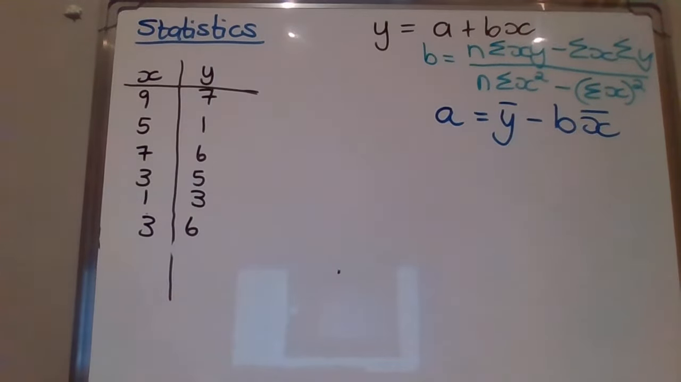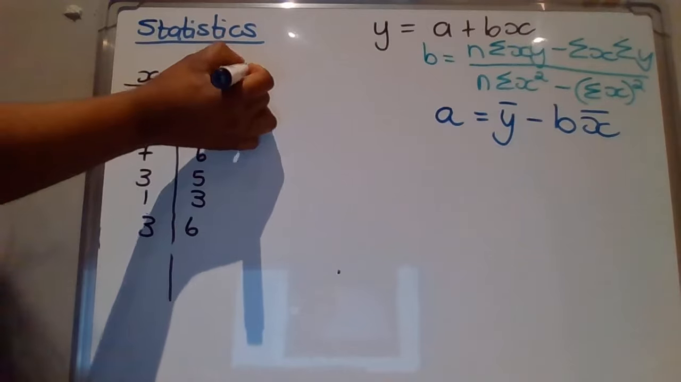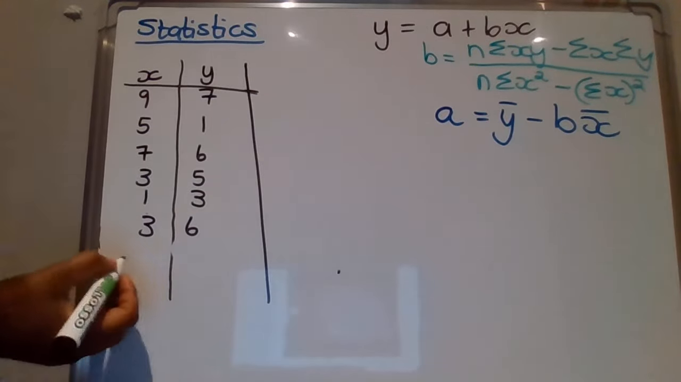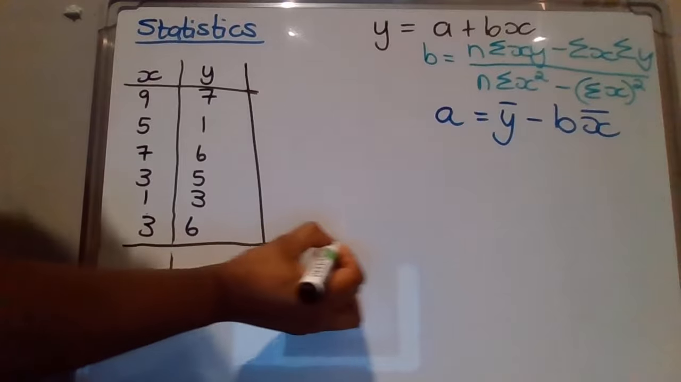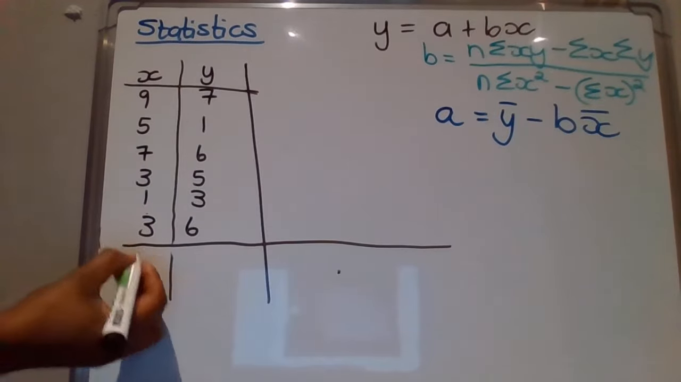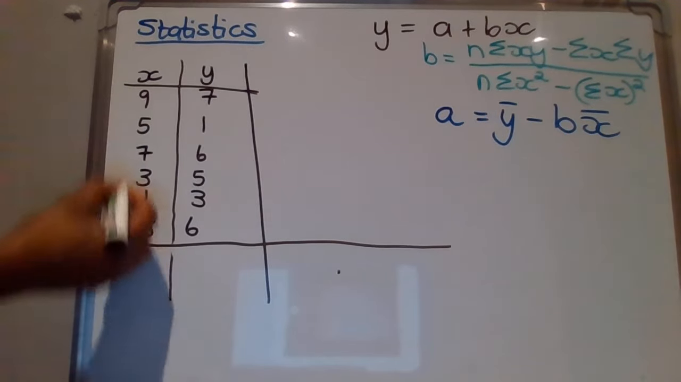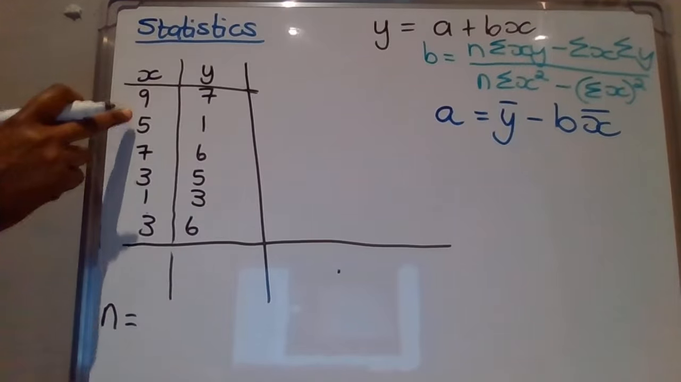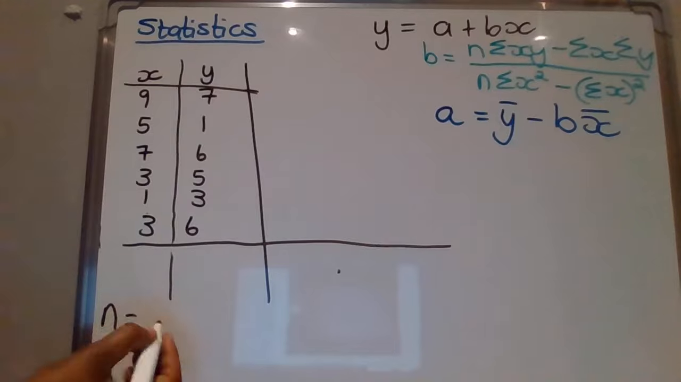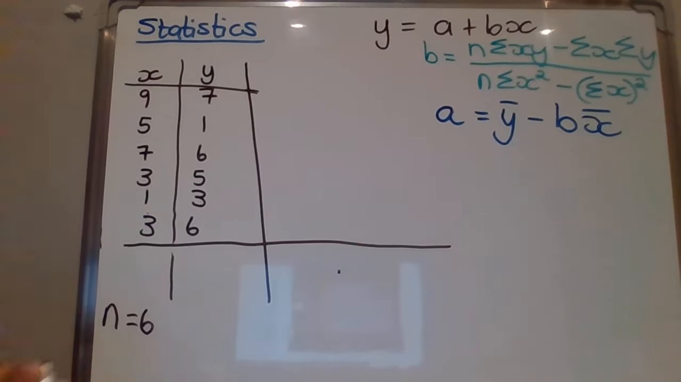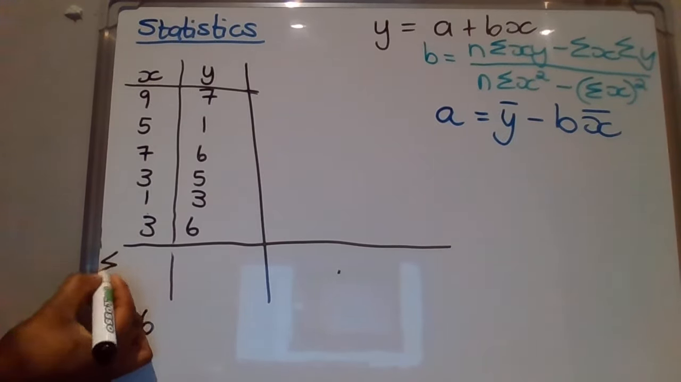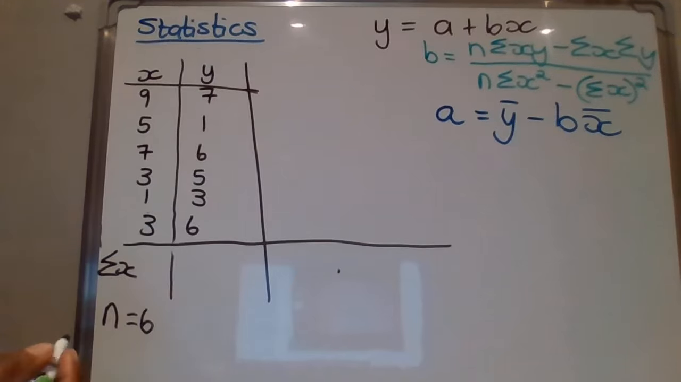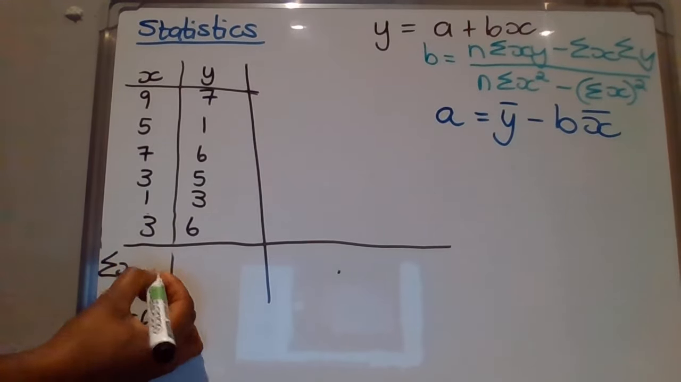So right next to your x and your y, we then find these values that are required, okay? So here on the x's, what is required? On the x's, we need to know how many observations there are. So we know that n is equal to 1, 2, 3, 4, 5, 6. n is equal to 6. And we need to find the sum of those x's, all right?